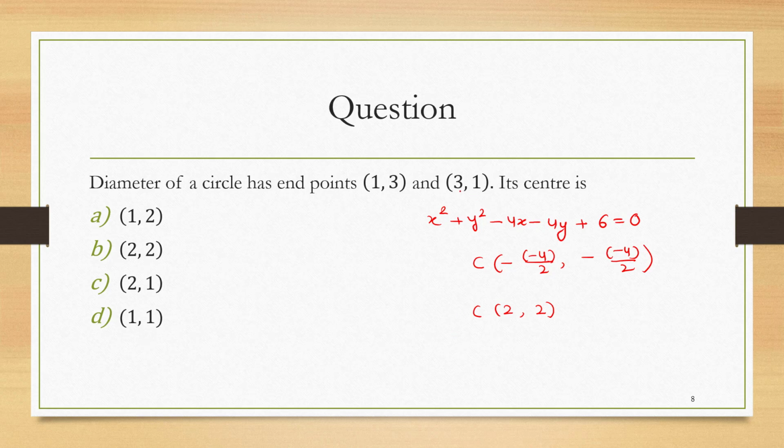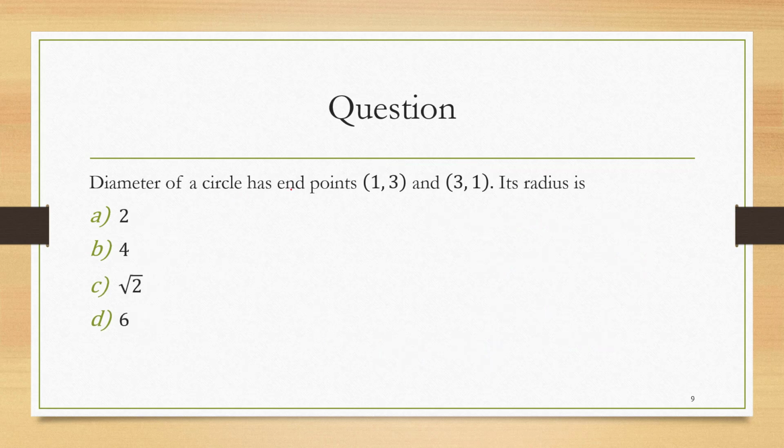But we can use another method also, that is the center is the midpoint of the diameter. So we can use the midpoint formula. The midpoint is given by (1 plus 3) by 2, comma (3 plus 1) by 2. That is x coordinate plus x coordinate by 2, y coordinate plus y coordinate by 2, which will give us the same answer, that is (2, 2). So you can choose any of the methods.